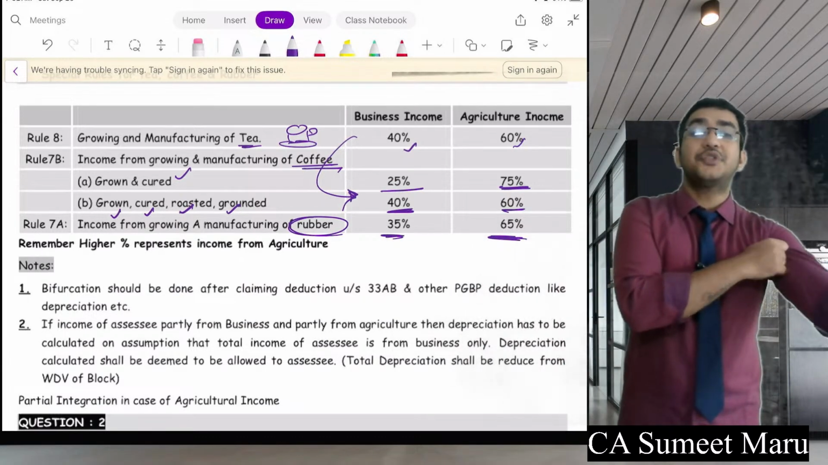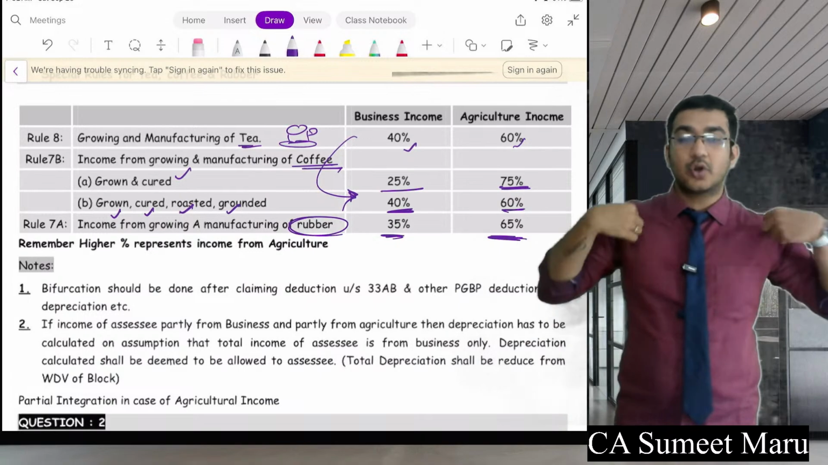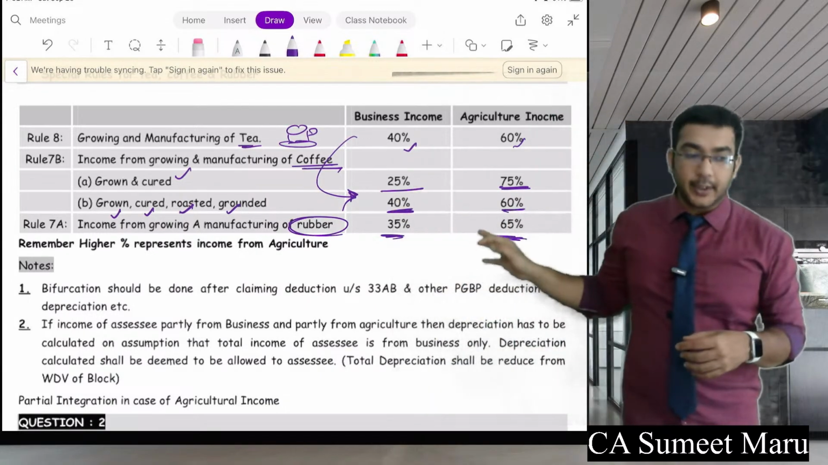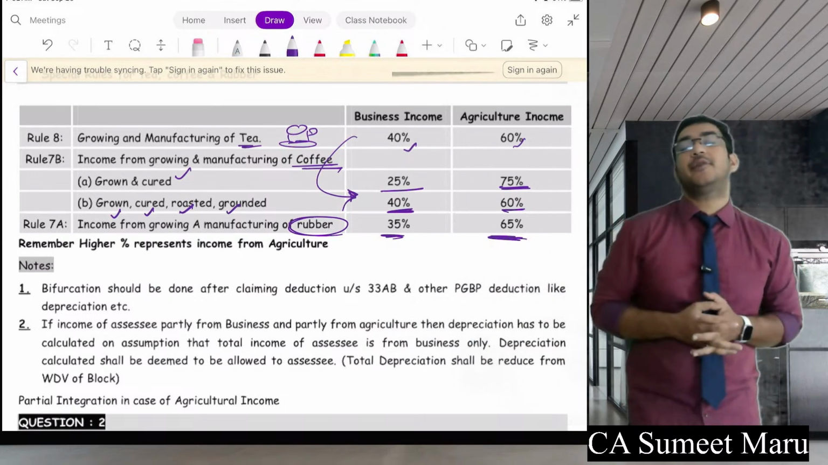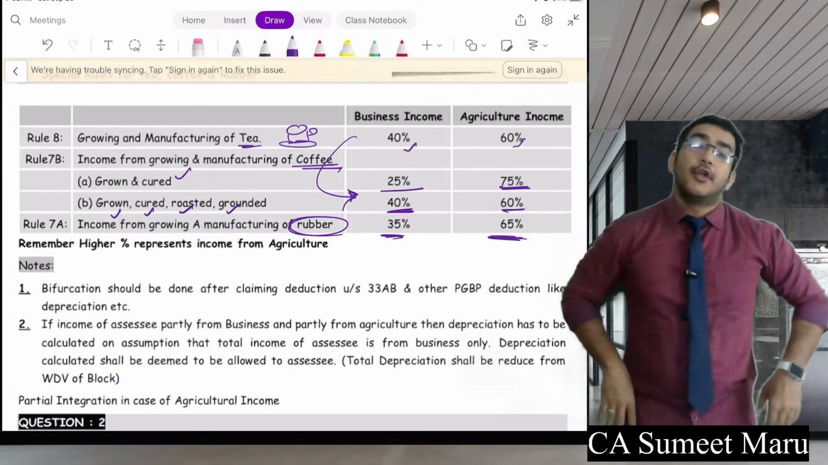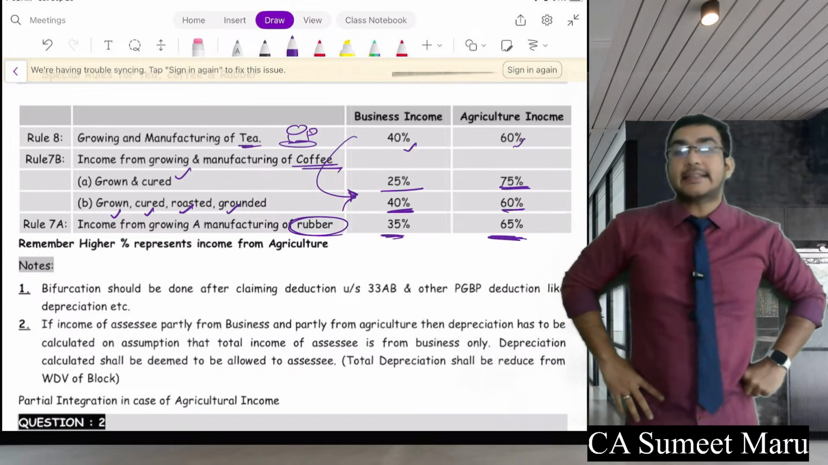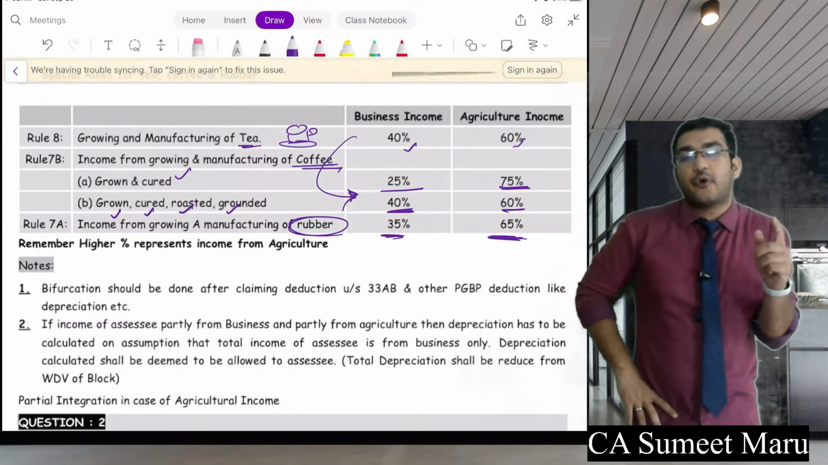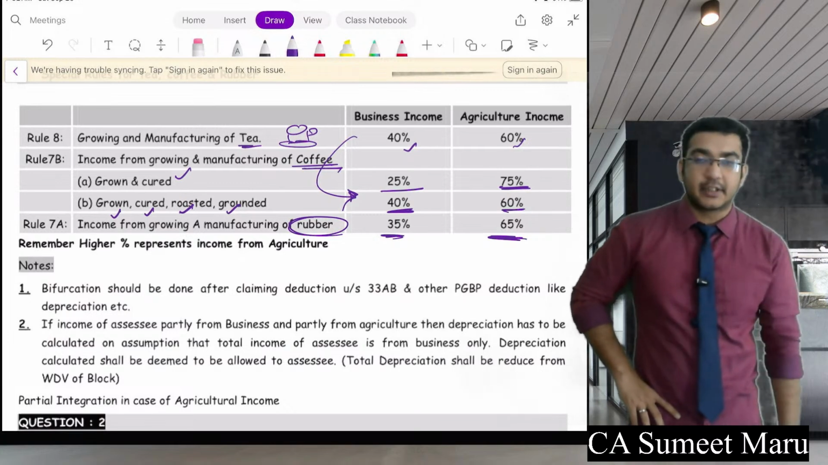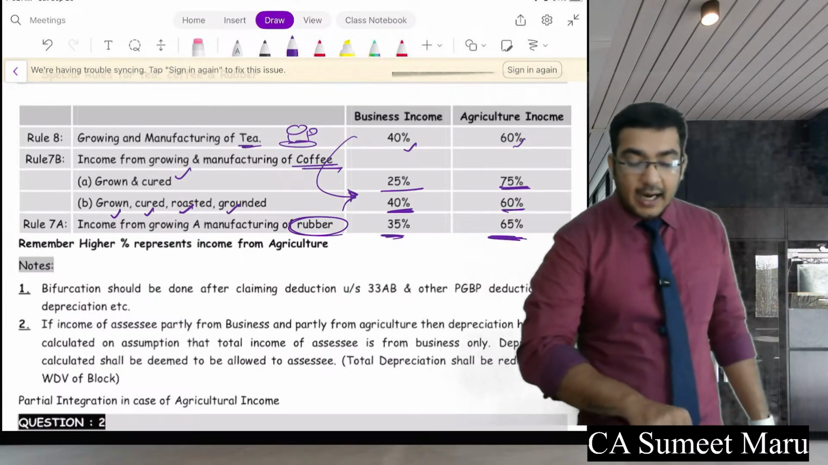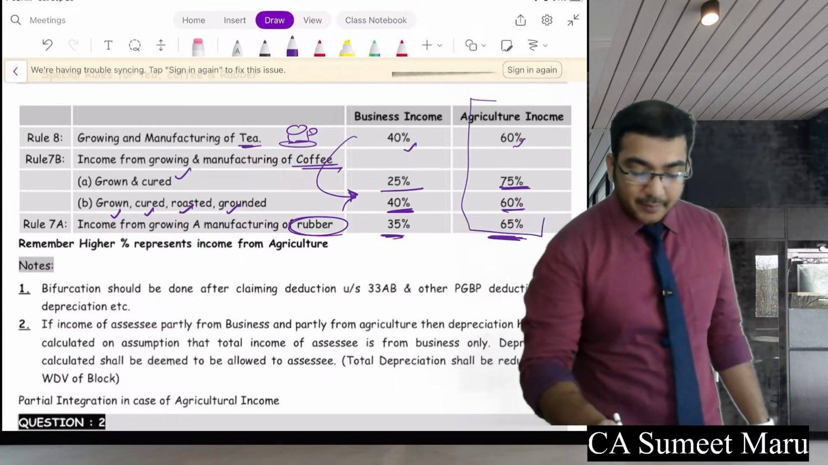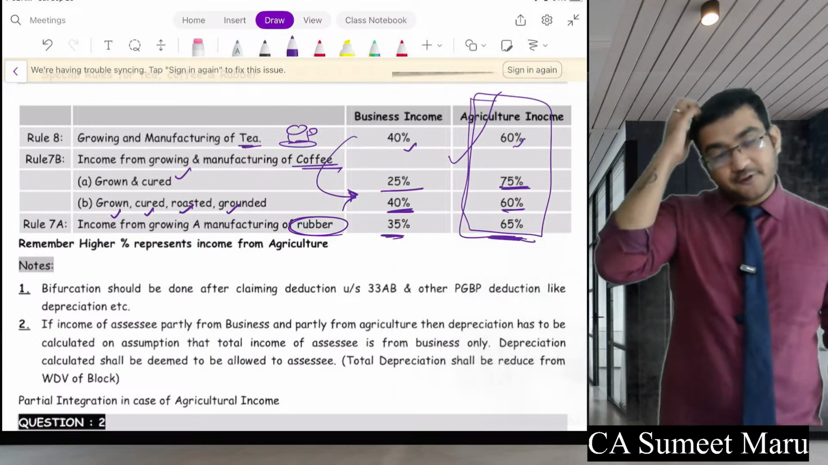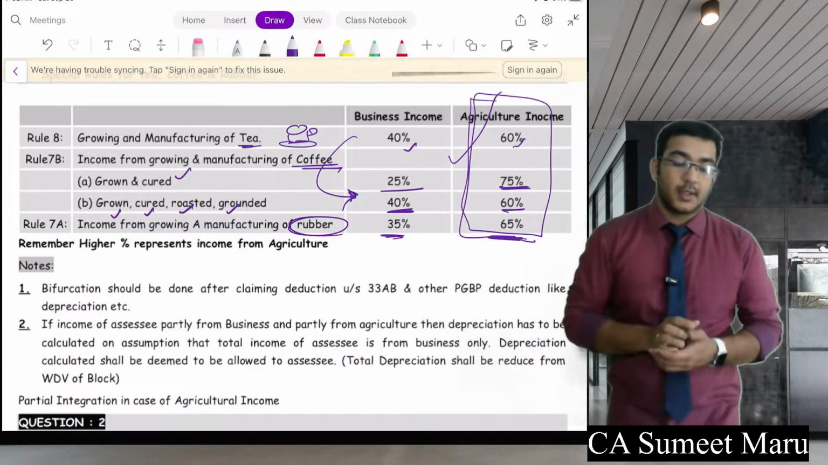So these four you have to learn as they are. There is no other option to this. Now in the exam what will happen? Right now you will learn it. In the exam, when you sit in your examination hall, you will remember that tea coffee was 40/60, but you will be confused. Sir, what was 60 and what was 40? Which is business income, which is agriculture income? So always remember the higher one is agriculture income in all these four operations. Everyone clear?